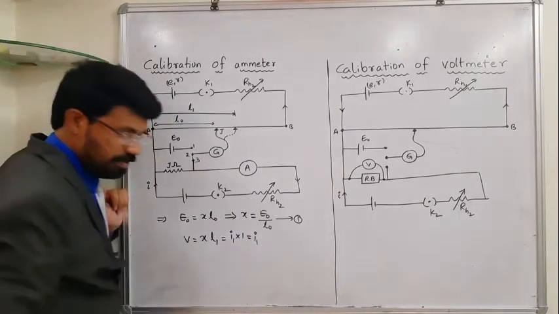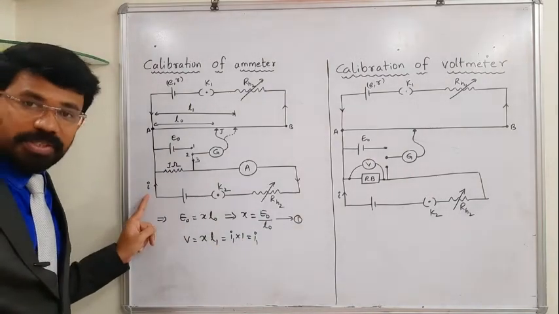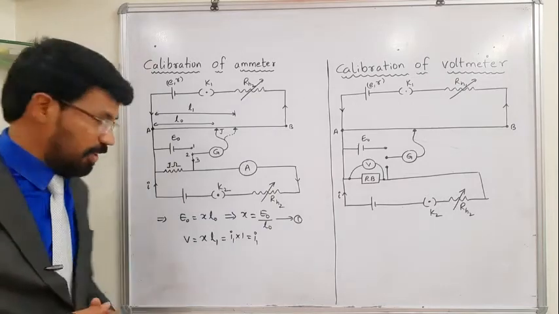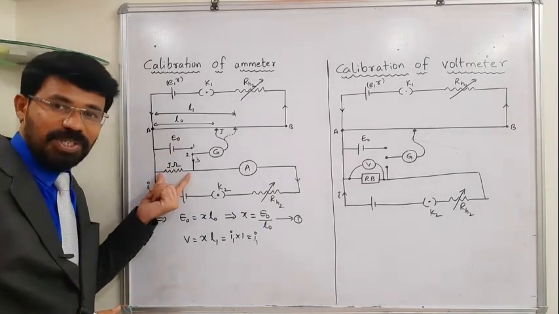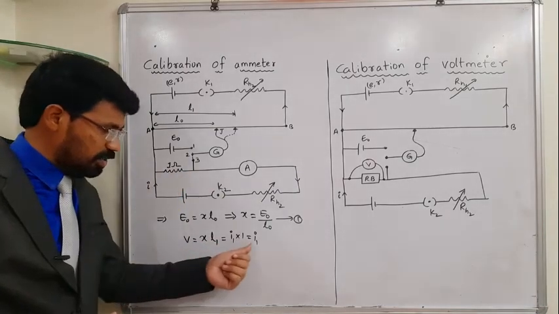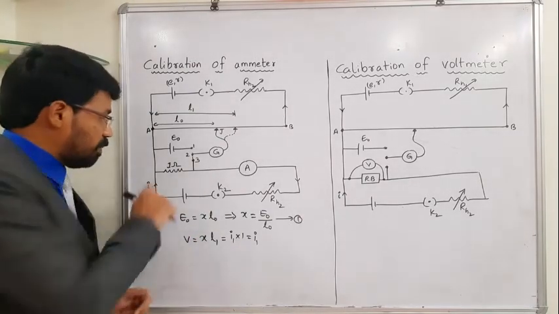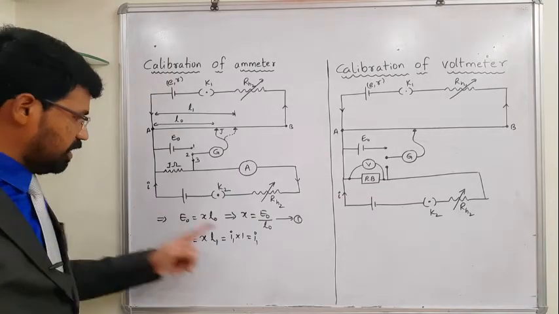How much is that? I1. Students, let me tell you again, whatever I is shown in the circuit is the ammeter reading, and we don't know whether it is right or wrong. With the help of the potentiometer, we identified the potential drop across this resistance, V, which has come out to be I1, the actual current passing through the resistance. Simple. Now I will take the difference between these two.